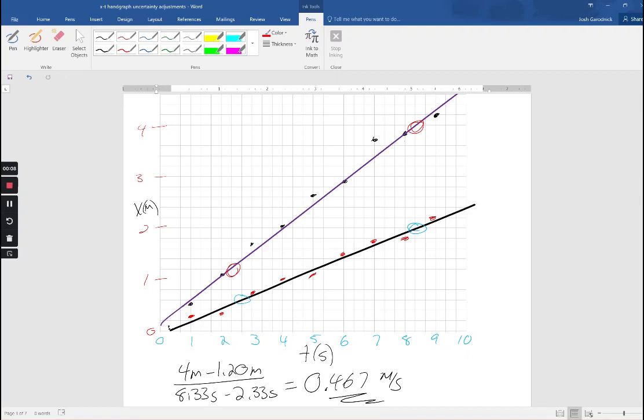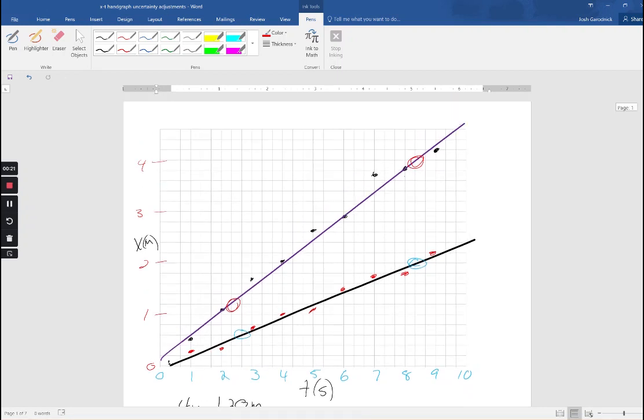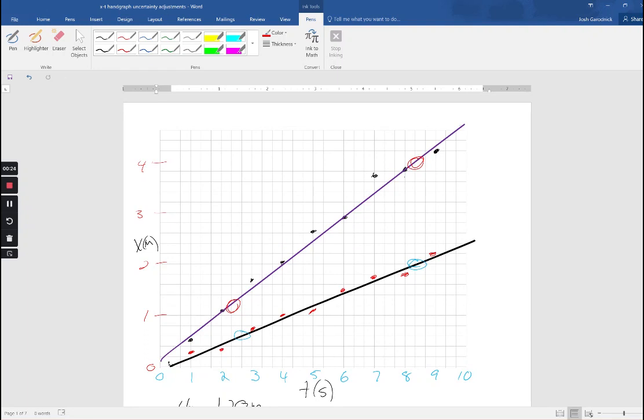Hello, people. This video is intended to help you with the uncertainties for our constant velocity lab. As you can see here, I have a position time graph. It is scaled properly because it takes up 2/3 of the graphing space, both vertically and horizontally.